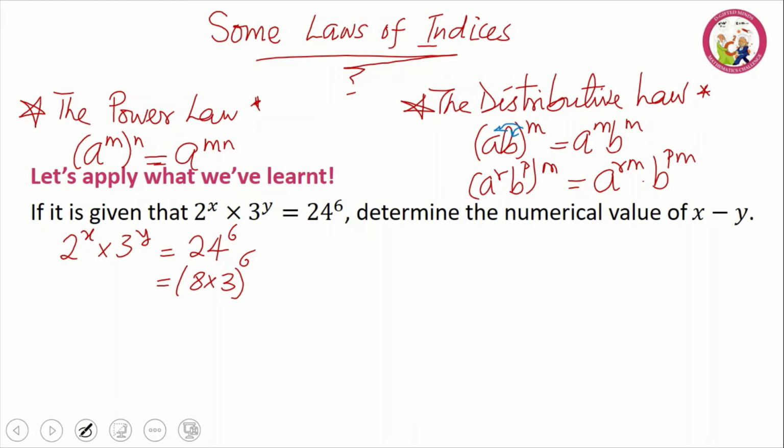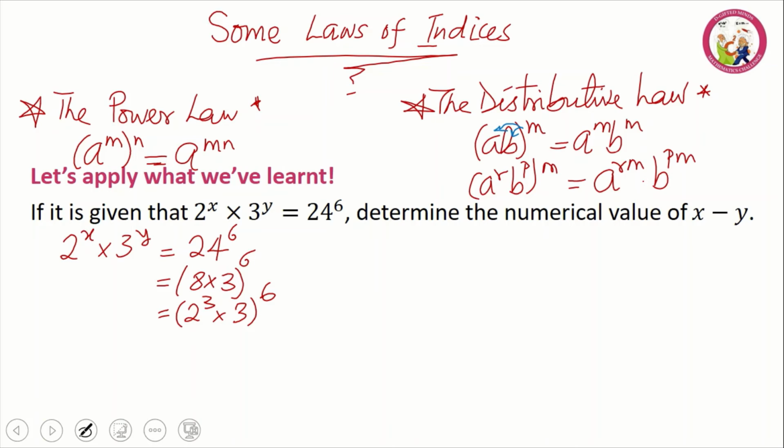The second step is to express 8 in terms of 2. This is going to be 2 to the power of 3 times 3 to the power of 6, because 2 times 2 times 2 is equal to 8. So you've been able to express 24 as a product of 2 and 3. That is 2 raised to the power 3 times 3, that is equal to 24.